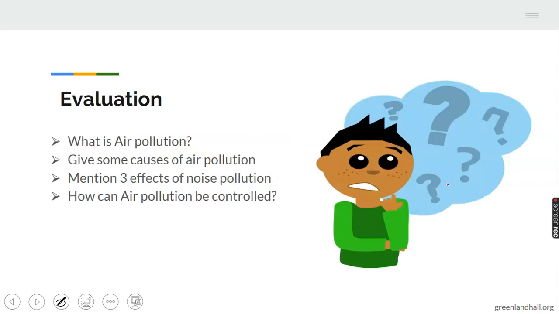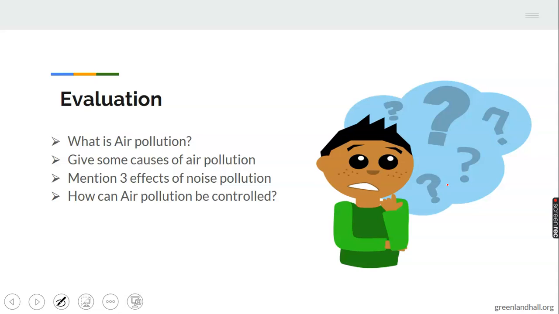Now I want to find out if you have been able to listen and understand what I've been saying since morning. The first question I want to ask you is, what is air pollution? What is air pollution? Surrounding air, dirty, irritating. Good. Now give some causes of air pollution. What are the causes of air pollution? Just give me 3. Bush burning. Refuse burning. Okay, good.